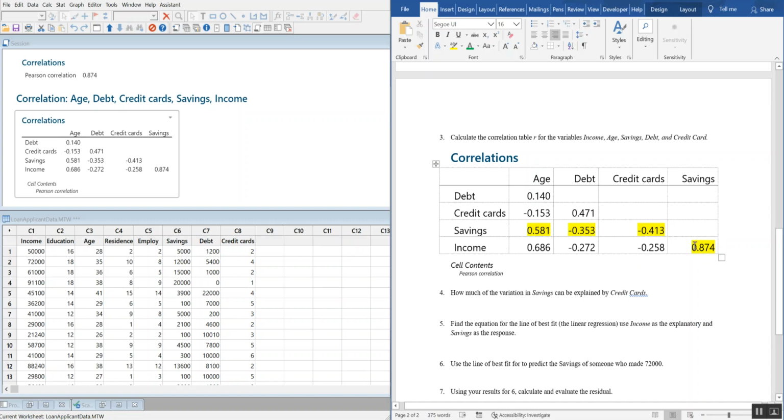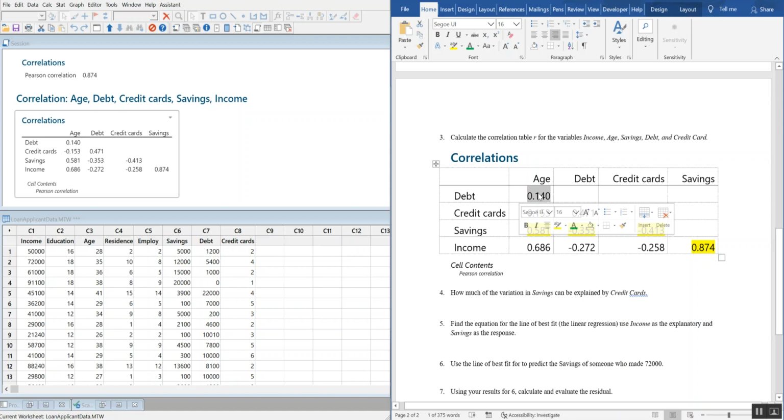It's the one with income. This is the strongest because it is the closest to 1 or -1 and farthest from 0. Now, which of them is the weakest? That would be debt. Not because it's negative, but because it's the closest to 0. So looking at all the correlations in here, which is the weakest one? That would be the 0.140 because it is the closest to 0.